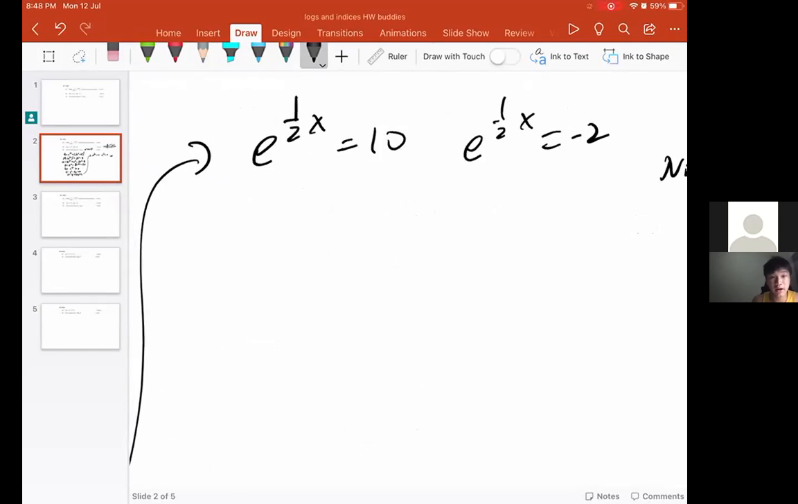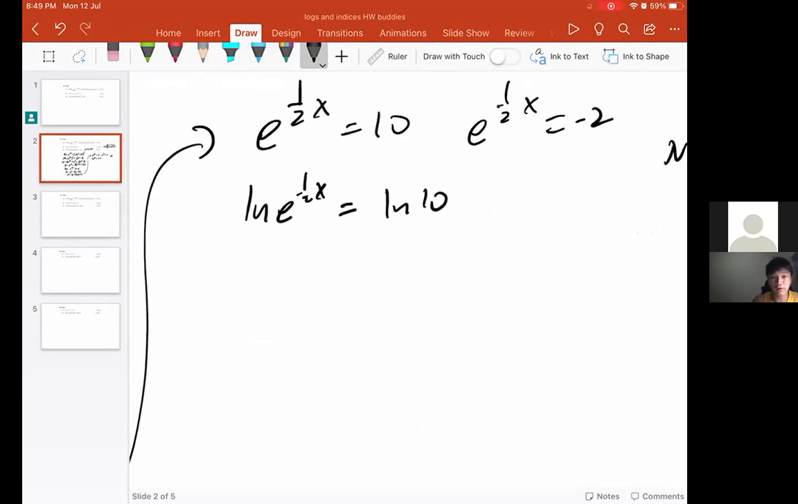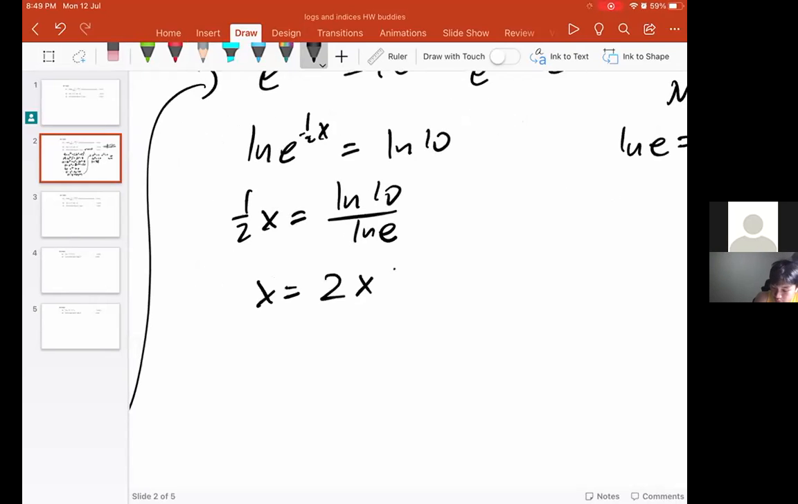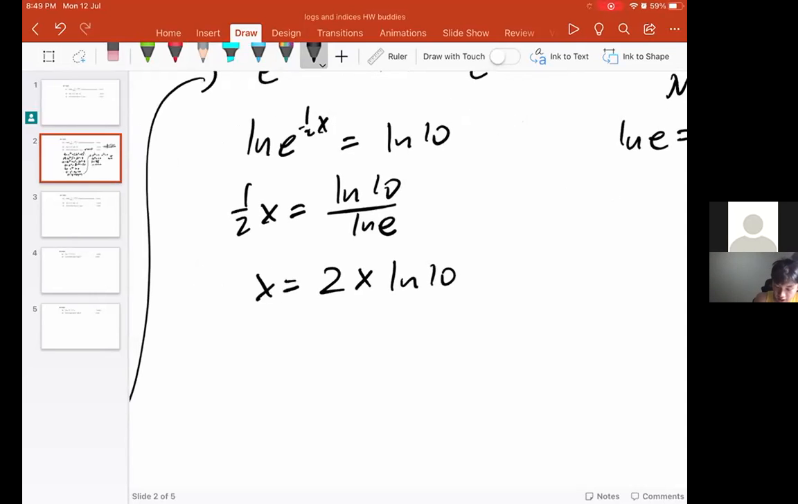Now, moving back on to e^(x/2) = 10, we take the natural ln of both sides. We use the power rule for logarithms to bring the x/2 down, and we divide the other side by ln e. Now, ln e in this case equals 1. So x equals 2 times ln 10, because ln 10 divided by 1 is just ln 10, times 2. And x equals, therefore, approximately 4.613 to 4 significant figures.